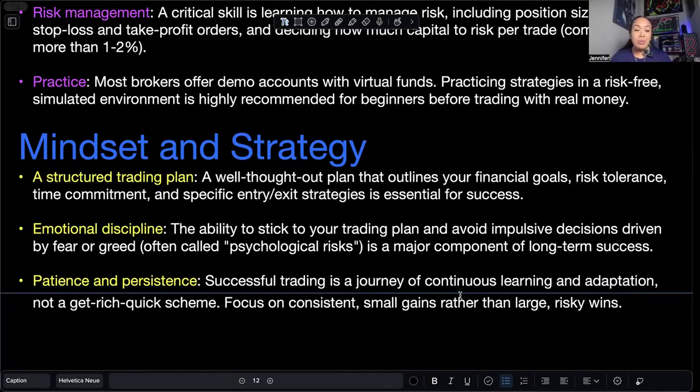And that brings me to emotional discipline. Where is emotional discipline built? In a trading plan. Without a trading plan, you're going to get emotional. So this is why it says: the ability to stick to your trading plan and avoid impulsive decisions driven by fear. Then patience and persistence. Successful trading is a journey of continuous learning and adaptation, not a get rich scheme. Focus on consistent small gains rather than large risky wins.